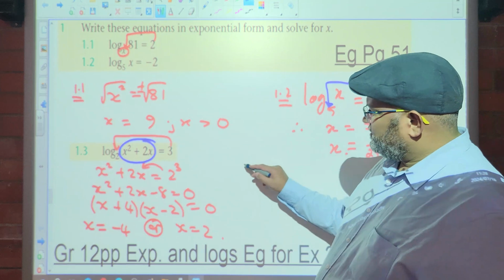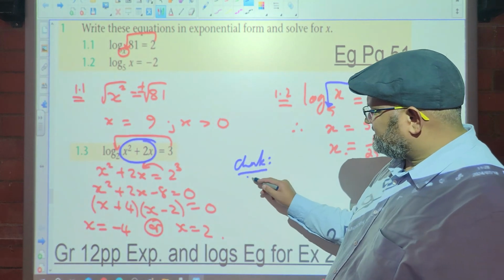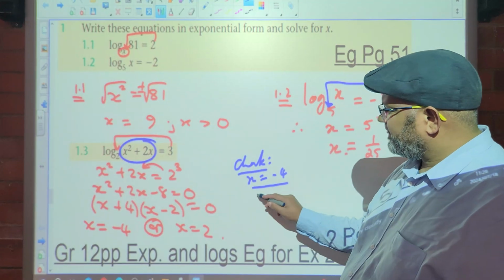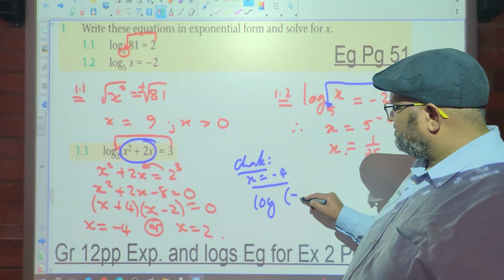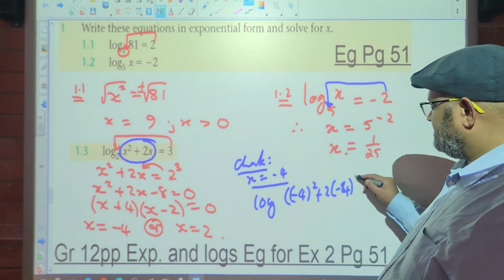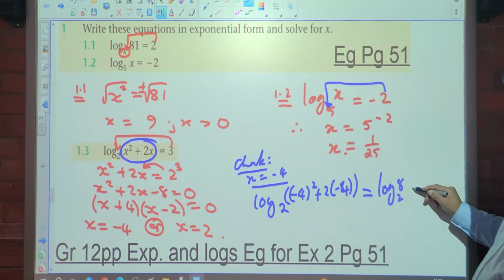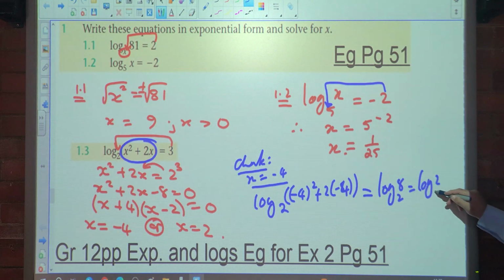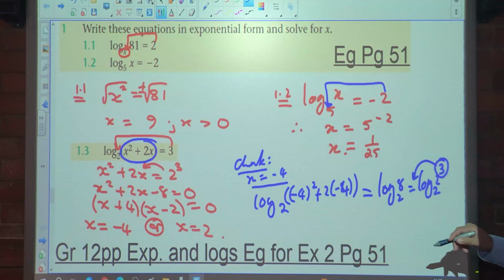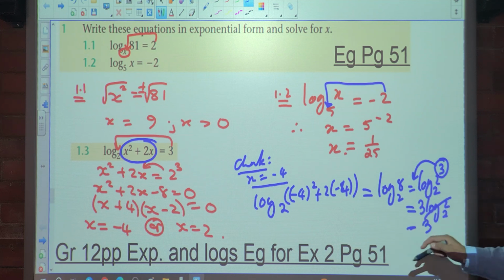So let's check. So this is just a check. I'm checking for x is equal to minus 4 first. So we got log of minus 4 squared, which is 16, plus 2 times minus 4, which is 8. And log 8 base 2 is the same as log 2 to the 3 base 2. What's going to happen to the 3? It's going to be 3 log 2 base 2, which is 1. So the answer is 3. So that one works.